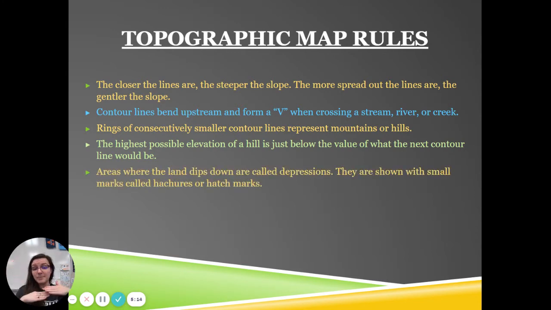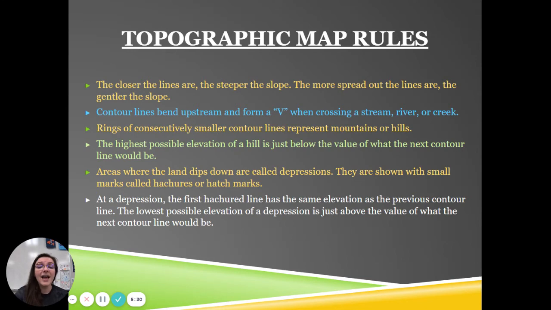An area where the land dips, where there's a hole in the ground, is called a depression, and that is shown using little tick marks called hachures or hatch marks. We'll see there are sometimes just little tiny lines around contour lines to show these depressions. Similar to a hill, this is like an inverted hill, an upside down hill. So the first hachured line will have the same elevation as the previous contour line, and then, like a hill, the lowest possible point is just above what the next contour line would be.